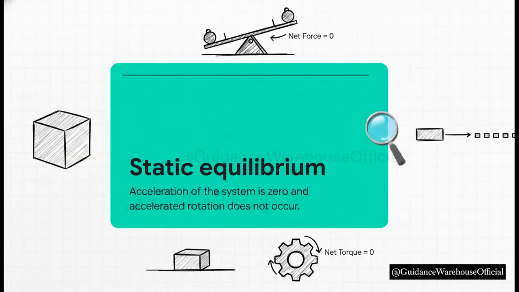Let's nail down exactly what it means for a system to be perfectly balanced. The strict definition of static equilibrium is when the acceleration of a system is zero and accelerated rotation just does not occur. Meaning, the object is totally at rest or moving at a perfectly constant speed without any tumbling or spinning. We are looking for two specific things here. First, zero net linear force, so no accelerating up, down, left, or right. And second, zero net torque, meaning no rotational spin. Both of these have to be zero, absolutely crucial.